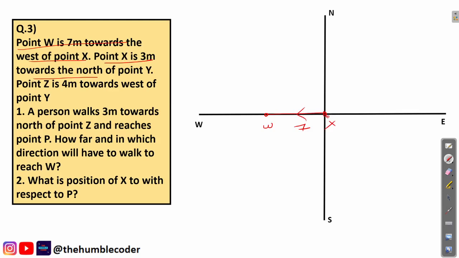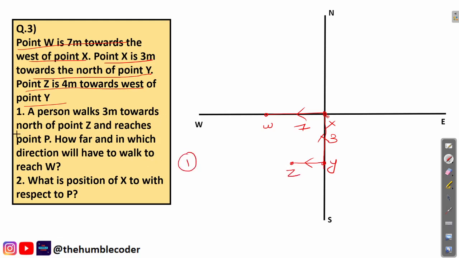Point X is 3 meters towards the north of point Y. So point Y is here, and it is 3 meter distance between them. Point Z is 4 meter towards the west of point Y. So point Y is here and the west direction is this, and point Z is here. Let us solve the questions based on this.